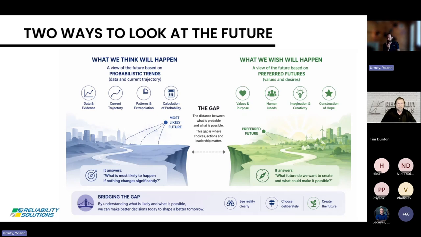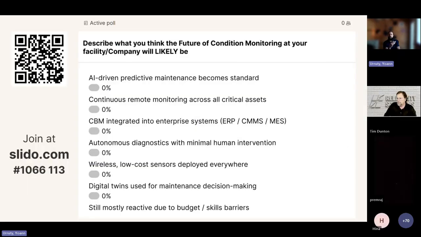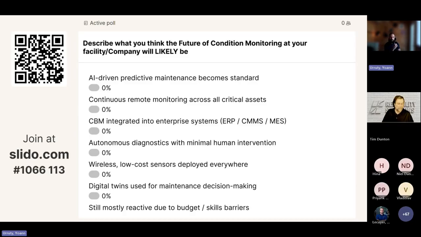Yesterday or the day before we sent a poll to most of you. We didn't get too many answers because it was a bit last minute. So we're going to host two polls, the first one right now, and the second one at the end of this webinar. The first one will be about what you think the future of condition monitoring at your facility will likely be, right? There's a QR code, you can scan it, and we're going to see the results live on the screen here.